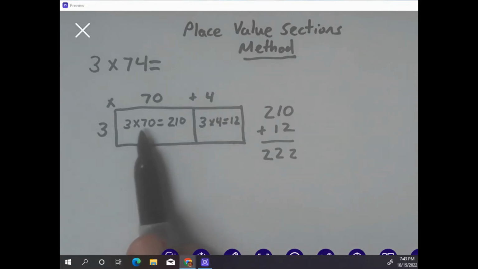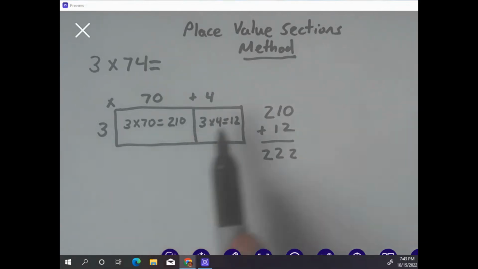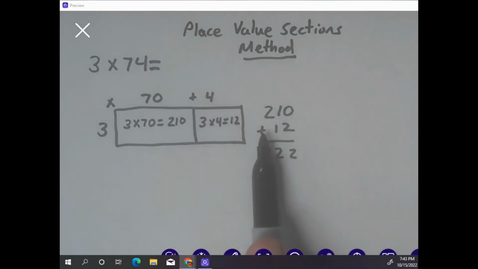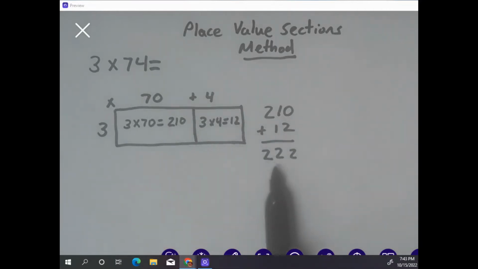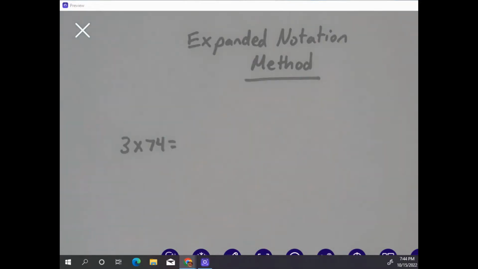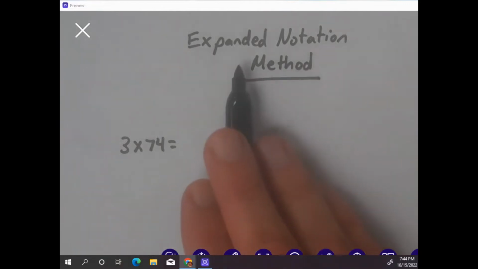You can see I solved that. 3 times 70 is 210. Then we multiply 3 times 4. 3 times 4 is 12. We follow that over here to this side, and then we add the two sums together. That gives us this number of 222. That is our answer.